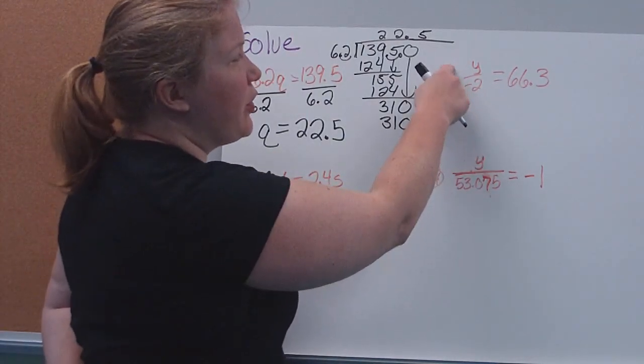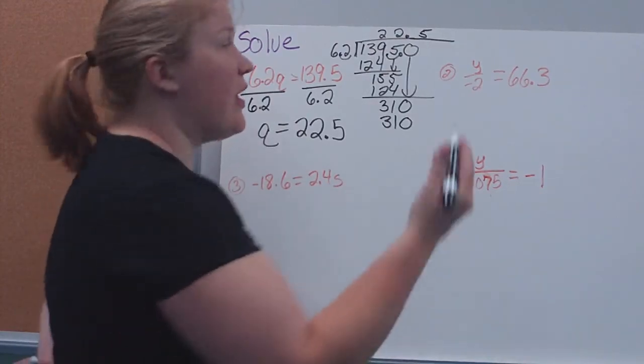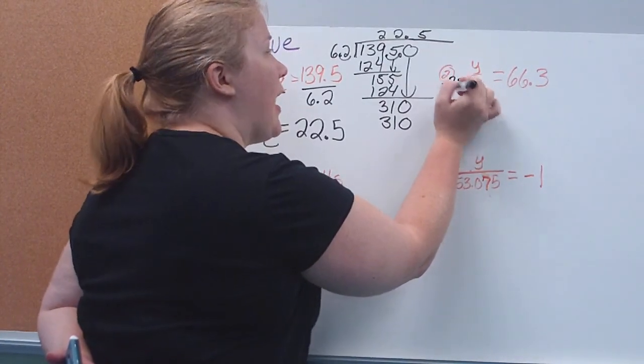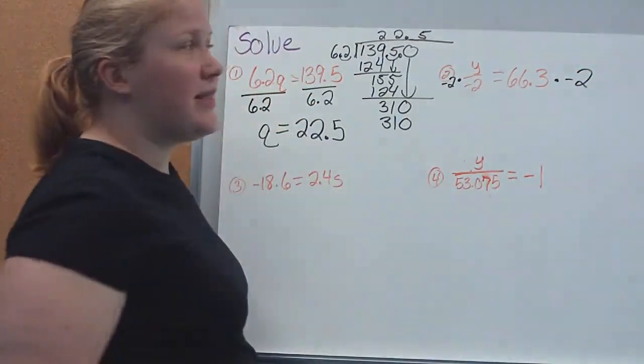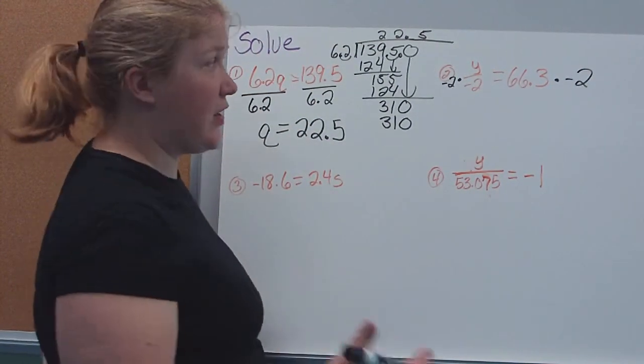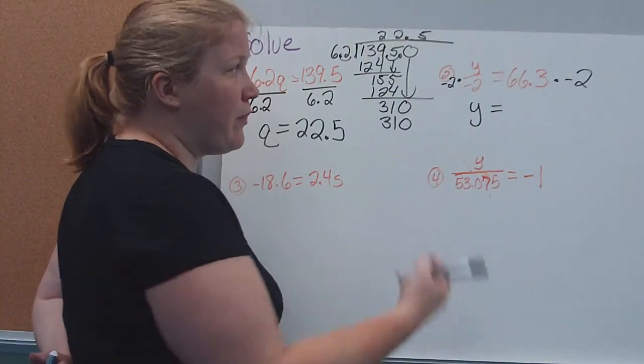Over here, you'll notice that we're doing division. We're dividing our variable by a number. So I want to undo that division. I want to undo it by multiplying. I have a -2. I'm going to multiply by -2. Since I multiplied one side by -2, I need to multiply the other side by -2 as well. Over here, my 2's cancel. I'm left with a y.